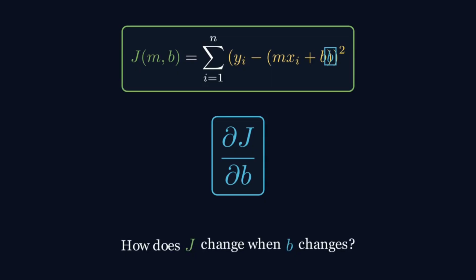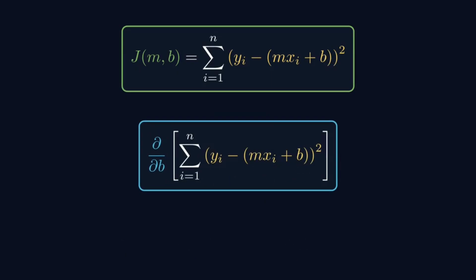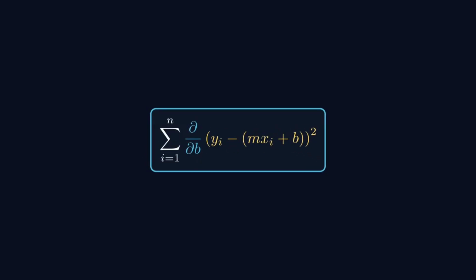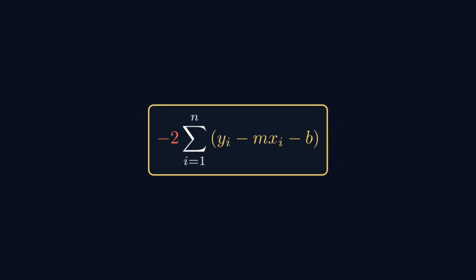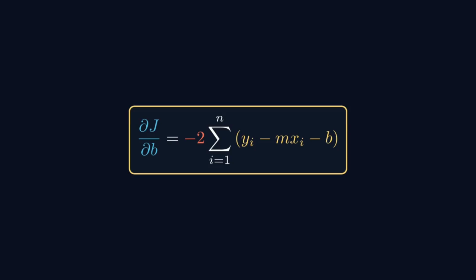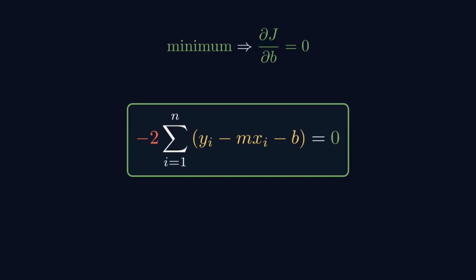At first, this looks intimidating, but essentially it's just calculus. We differentiate each term, apply the chain rule, and something surprisingly clean happens. The derivative becomes minus 2 times the sum of (yi minus m xi minus b). And now comes the key idea. At the minimum, the bowl becomes flat. So we set the derivative equal to 0. Suddenly, this giant optimization becomes an equation, an equation our best line must satisfy. But we're only halfway there, because the slope m still hasn't had its say yet.